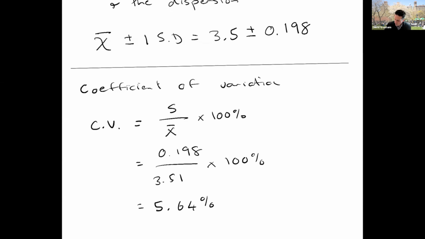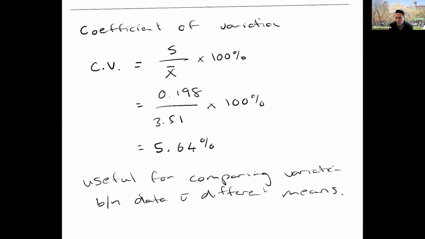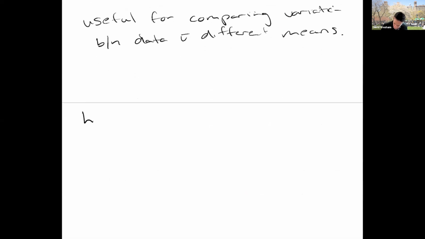And this value is useful for comparing variation between data with different means. So for example, maybe you wanted to compare the amount of variation in this class to a class in the UK where they only have GPAs that go up to 3. And so they're going to have a different mean, but you'd like to be able to talk about the variation among the class. This would be a way of being able to compare that. So that's useful.